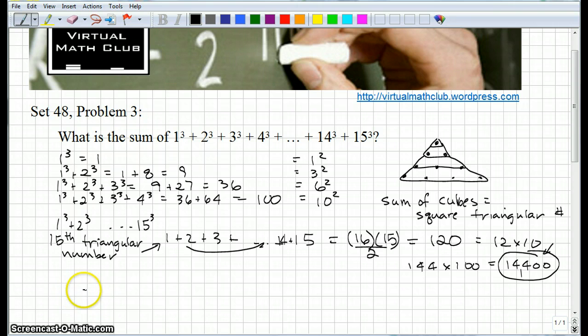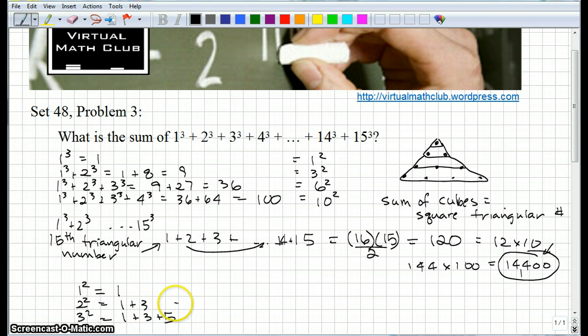For example, if you look at the squares of numbers, they are actually equal to the sum of odd numbers. So 1 is equal to 1. That's kind of trivial. 2 squared is equal to 1 plus 3. 3 squared is equal to 1 plus 3 plus 5. And so on. So you can add the odd numbers and you will get a square.